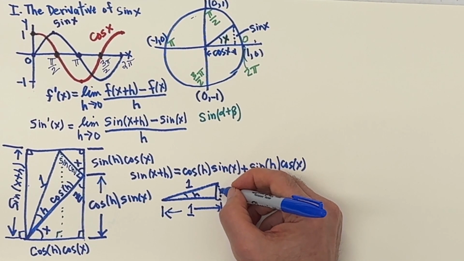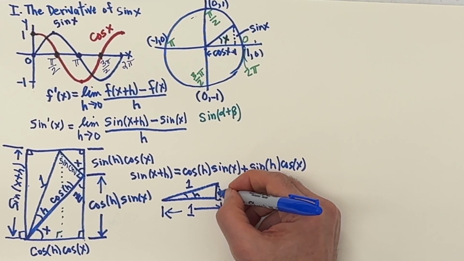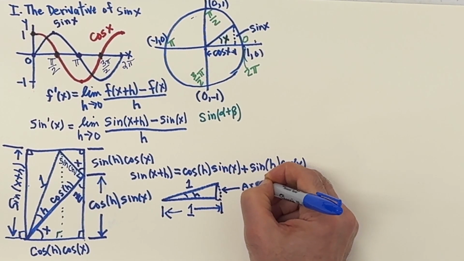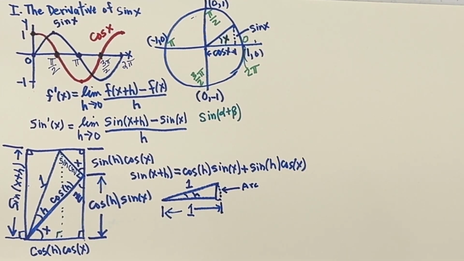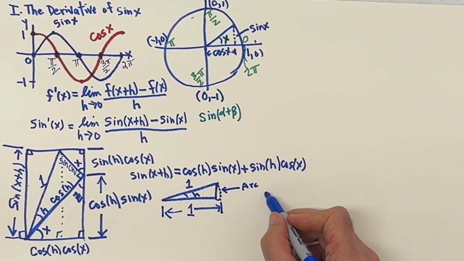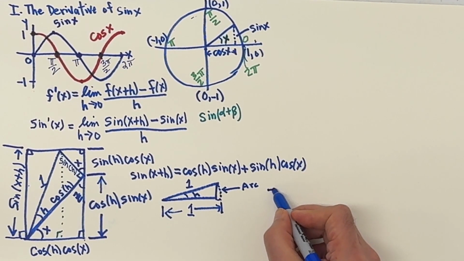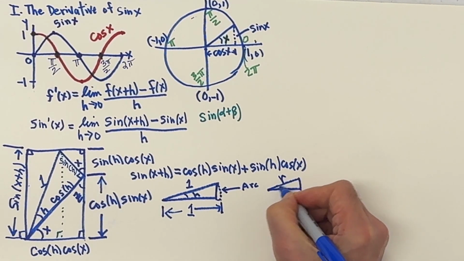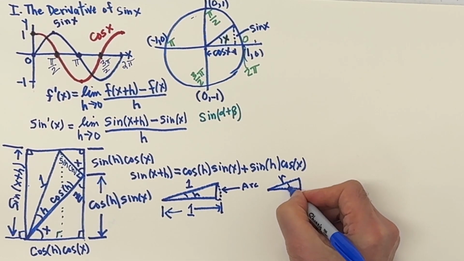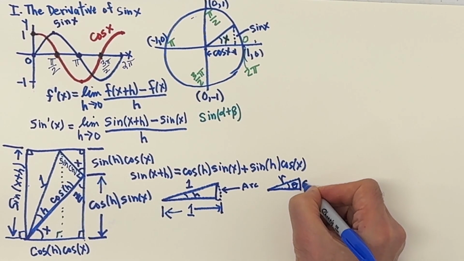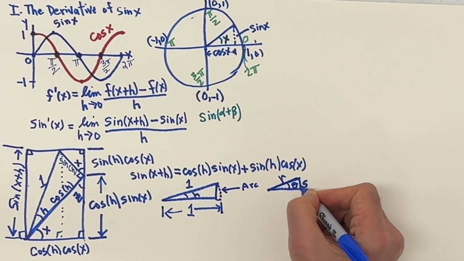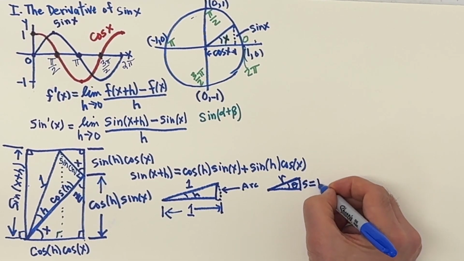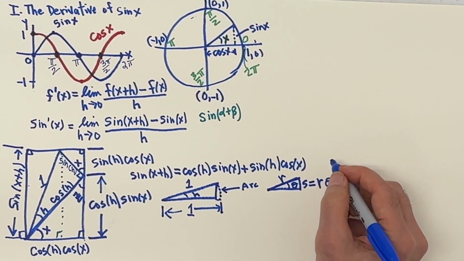Now, what is the arc? In other words, what is this arc? Let's look at this arc. Well, if you recall, there's a nice relationship where if you have a radius r and an angle theta and an S, there's a nice relationship that says S is equal to r times theta.